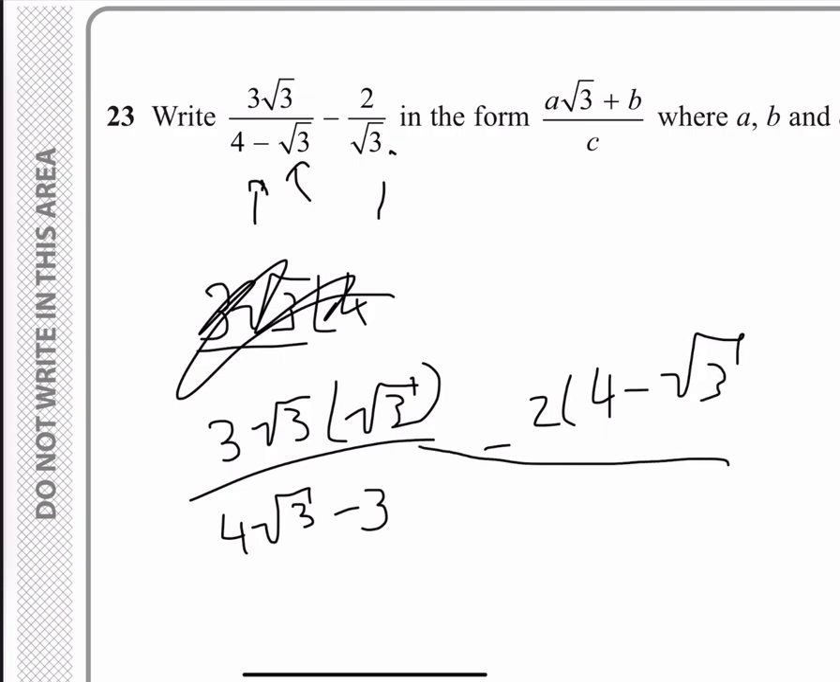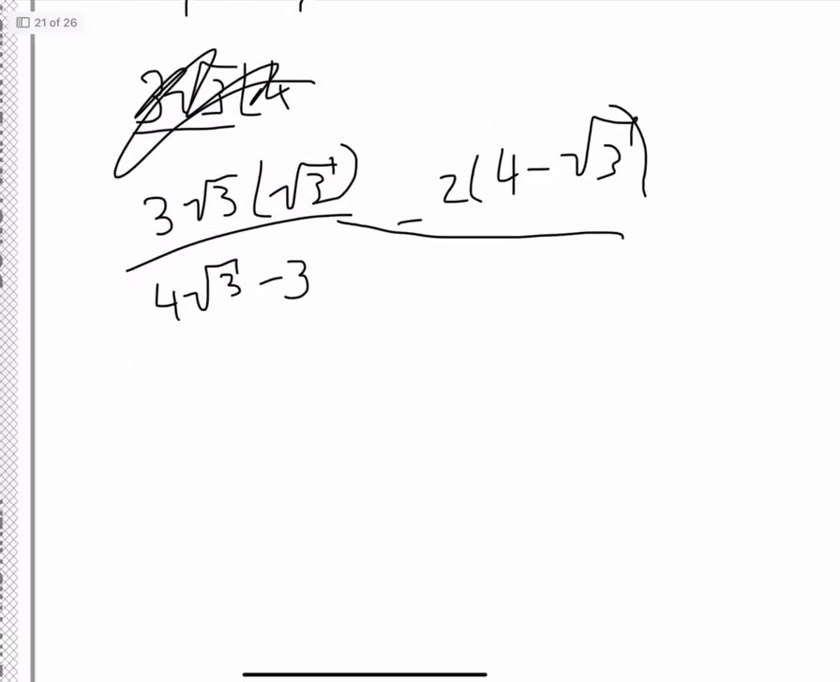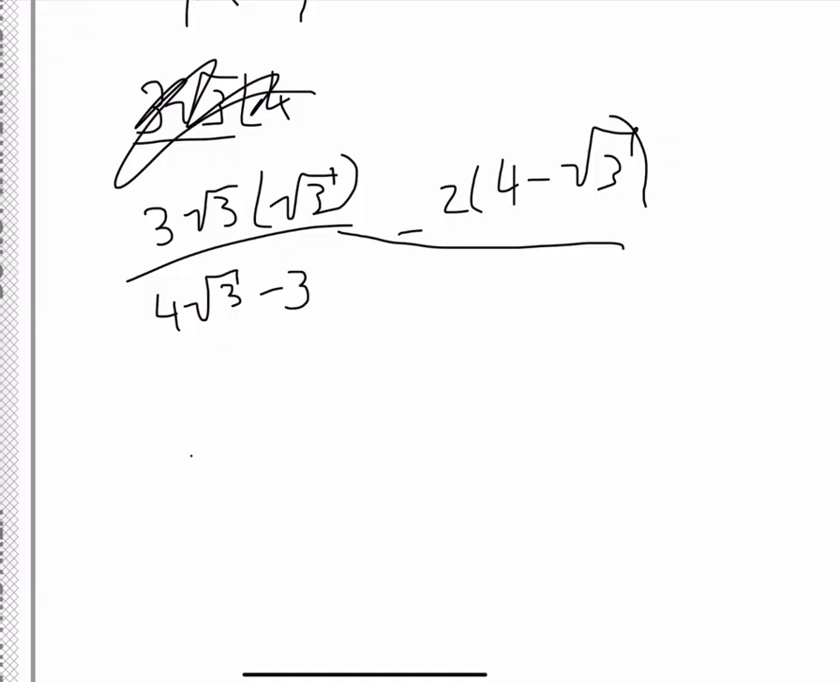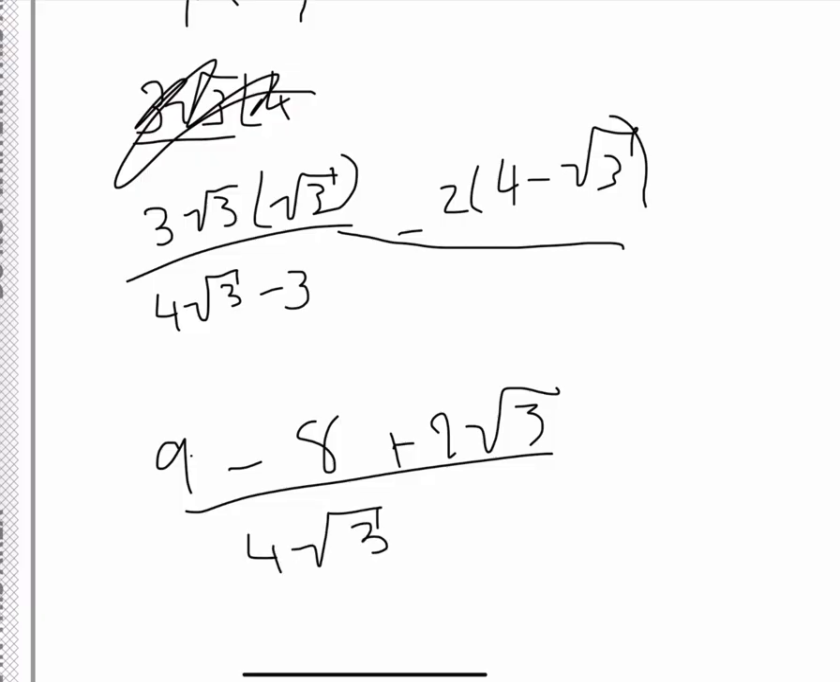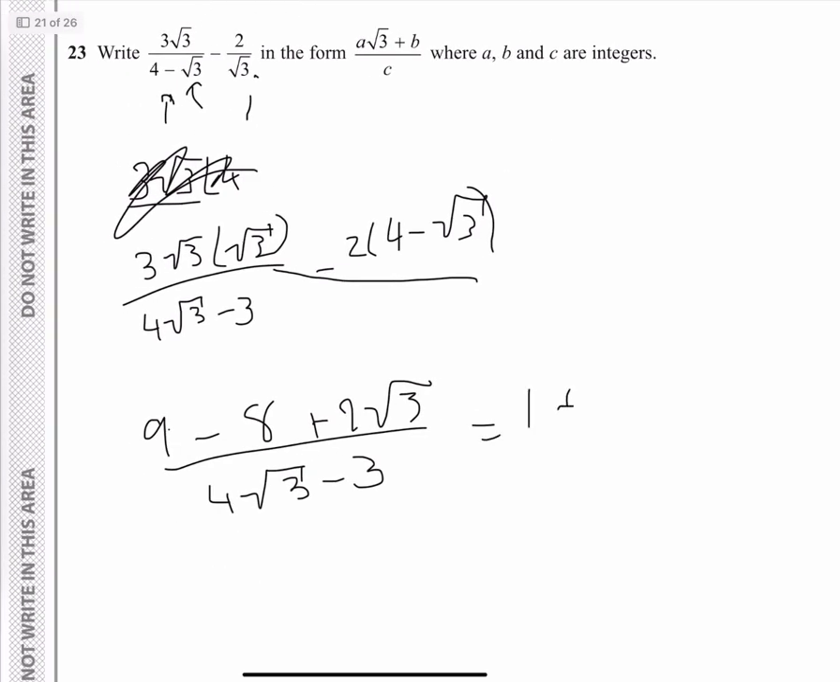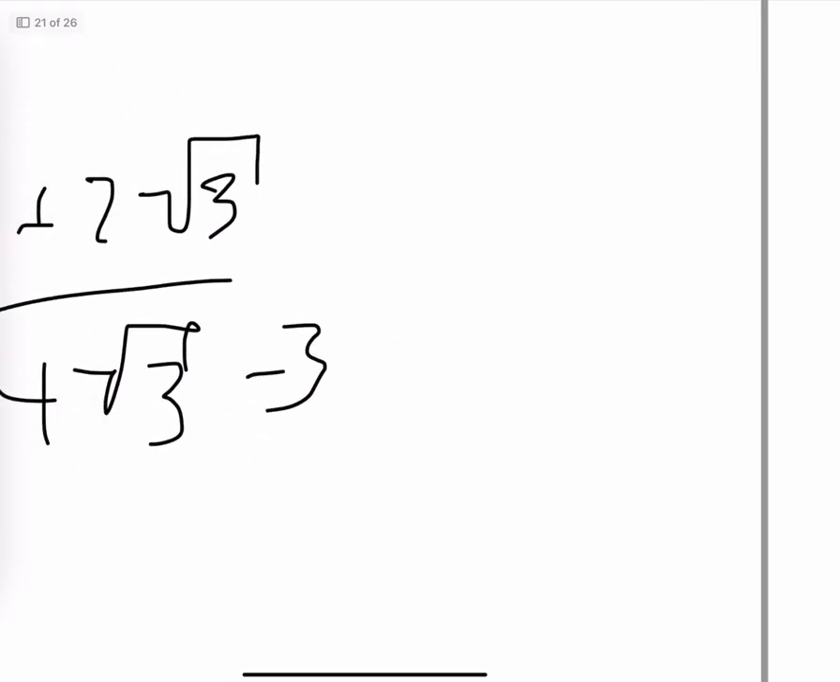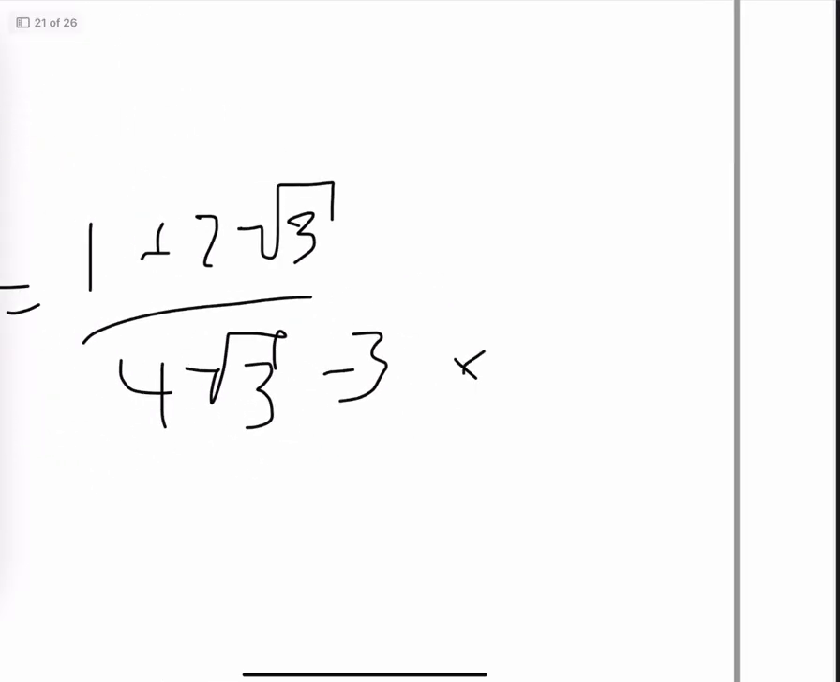I can just kind of bring that across. So that gives me 9 minus 8 plus 2 root 3 over 4 root 3 minus 3, equals 1 plus 2 root 3 over 4 root 3 minus 3. We're not done. Remember, we need to sort out the denominator. So now I'm going to times that. What am I going to times this by? Times this by what? 4 root 3 plus 3, essentially, on the top and bottom.